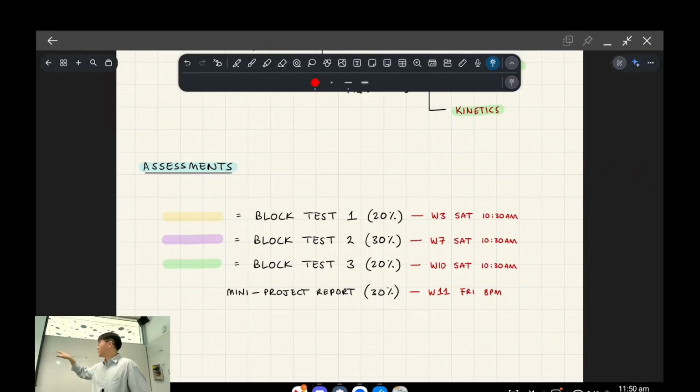So block test 1 will include the content from weeks 1 to 3, and that will be held on Saturday, 10:30 to, I think it goes on for an hour, of week 3. Okay, so weeks 1 to 3 will be covered in week 3.